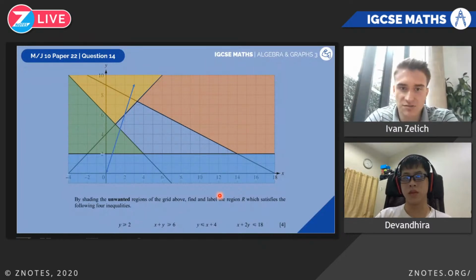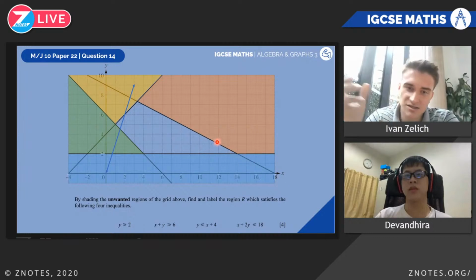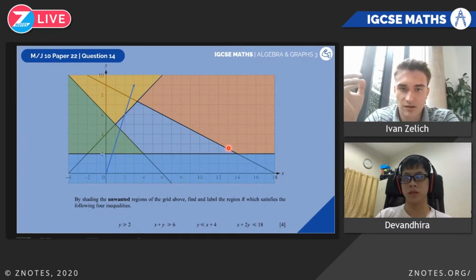So you can figure this point out by intersecting y equals 2 with this line here, which is x plus 2y is equal to 18. Find the intersection, so y equals 2, that gives you x is 14.